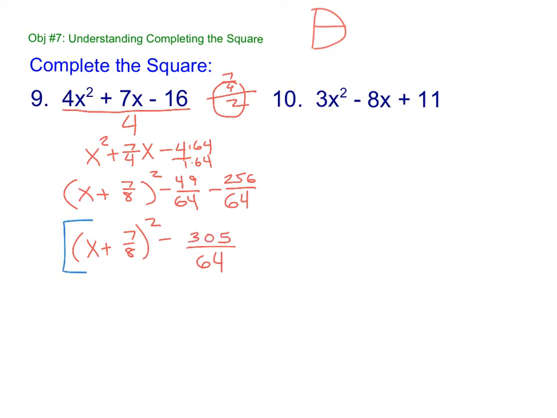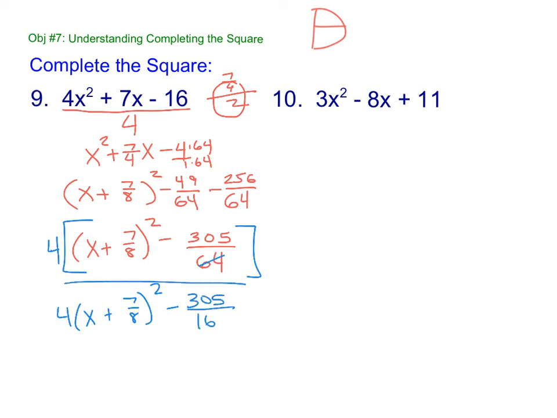And then last step, put the 4 back into the problem. Now this one, the 4 does cancel into the 64, so I'm going to make this 305 over 16. And that is the answer. All right, pause the video. Try 10 on your own. You can do it. I have confidence.